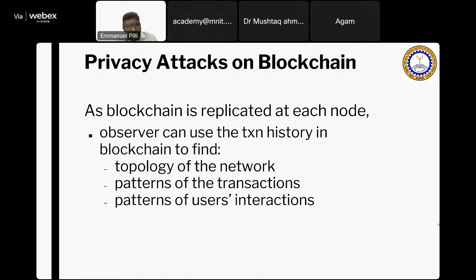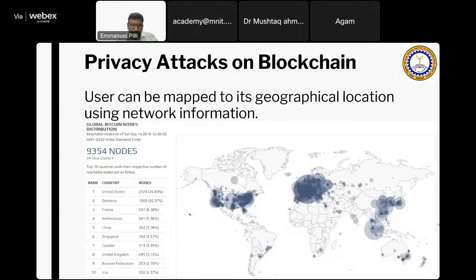An observer can use the transaction history in the blockchain to find the topology of the network and patterns of the users' transactions, and then you can try to look at that, right? Sometimes users can also be mapped to their geographical location.